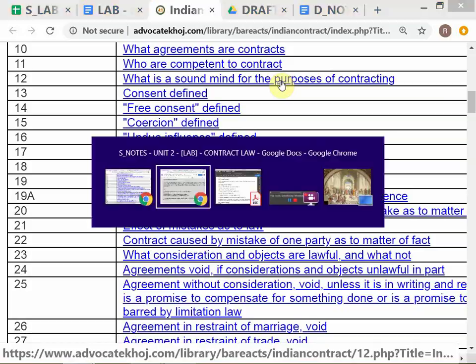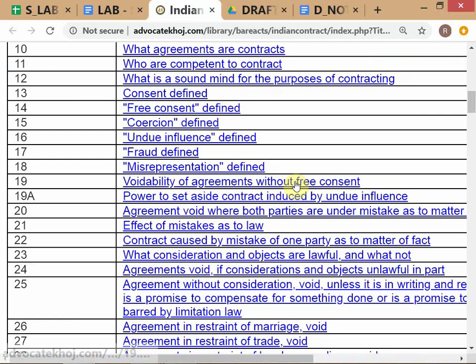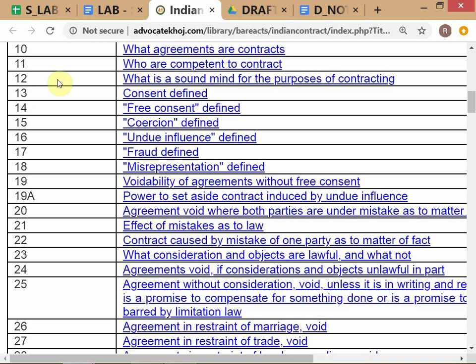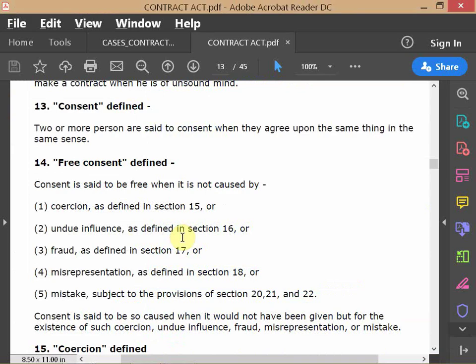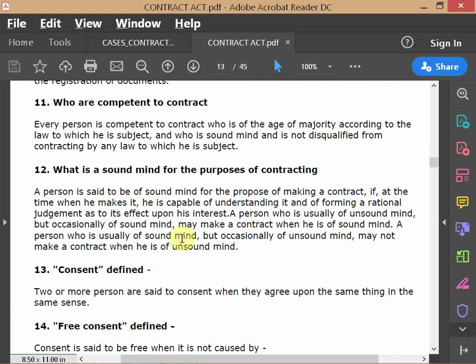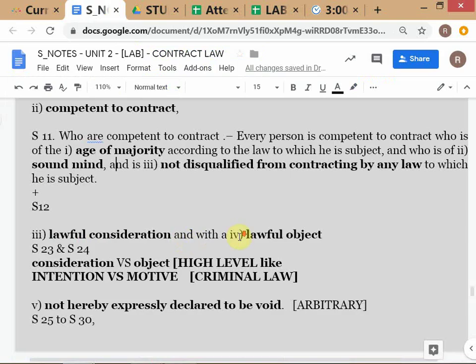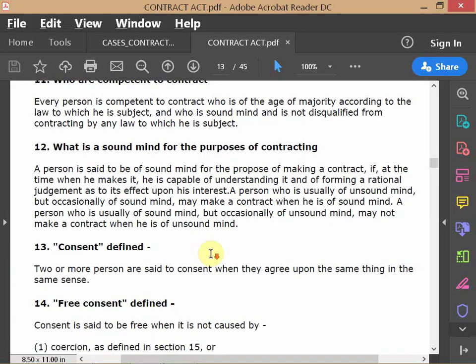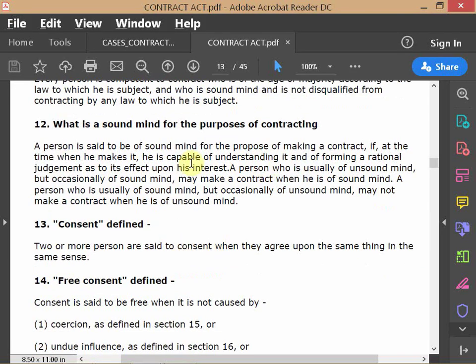Okay, so therefore all that you have to do is see the definition of sound mind, which is given in section 12 here. I think I've given it in your notes also. Sound mind here means he should be capable of understanding it and forming a rational judgment as to its effect upon his interest.